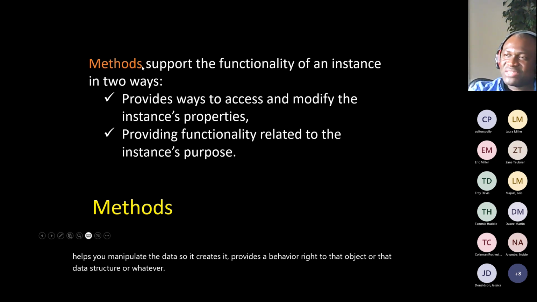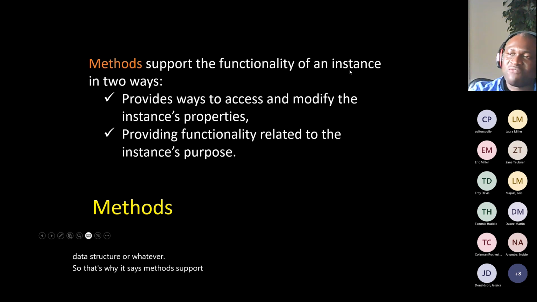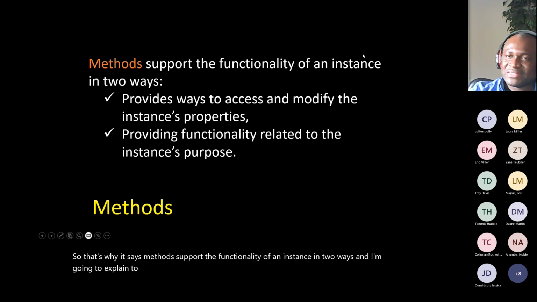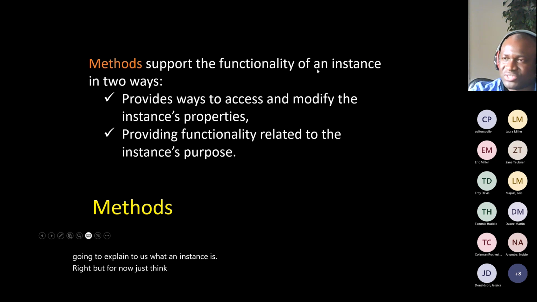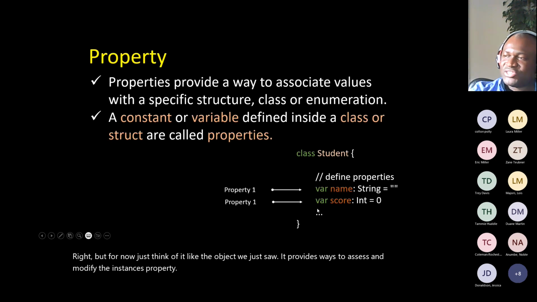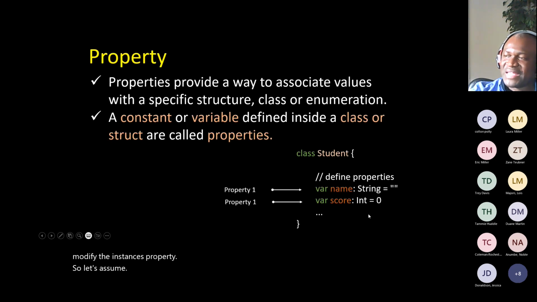That's why it says methods support the functionality of an instance in two ways. I'm going to explain what an instance is, but for now, just think of it like the object we just saw. It provides ways to access and modify the instance's properties. So let's assume we create an instance. If I want to call this, I'm going to make a call like we do a function call.